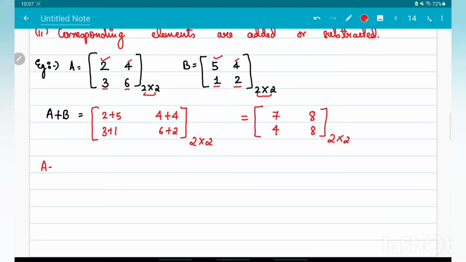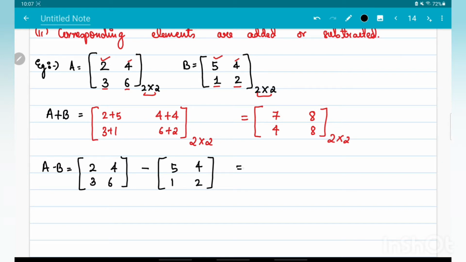Now let us do A minus B. First let me write the matrix A. Now matrix A is 2, 4, 3, 6 minus matrix B, that is 5, 4, 1, 2. Now when I do it, I have to subtract the corresponding elements. So this 5 is going to be subtracted from this 2. So this becomes 2 minus 5.